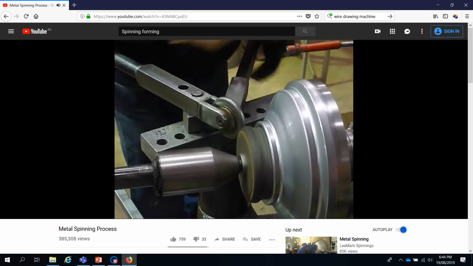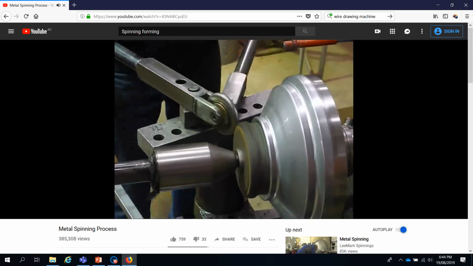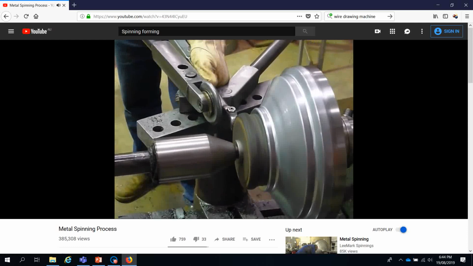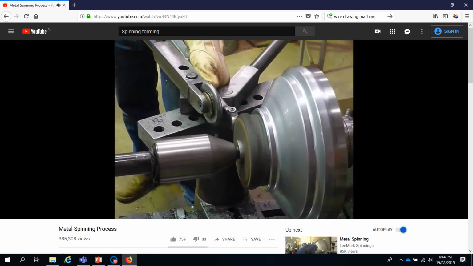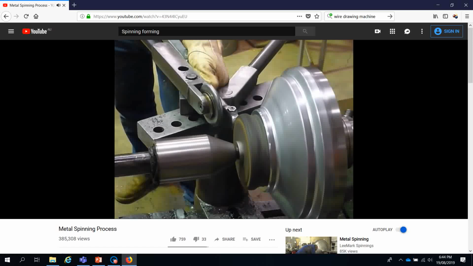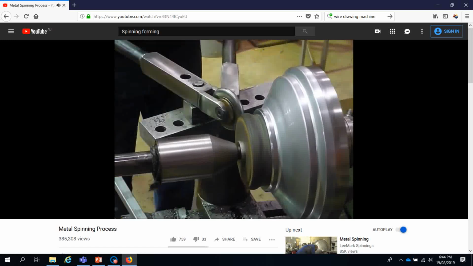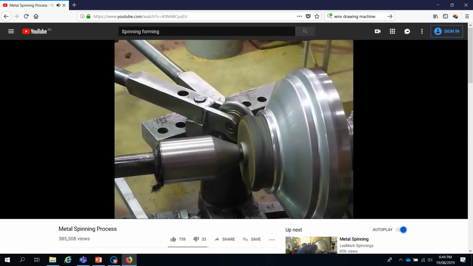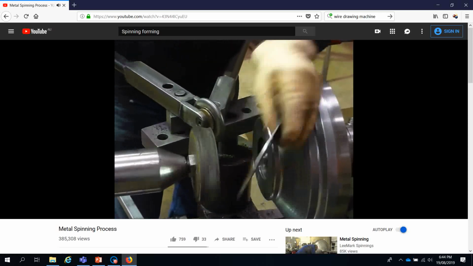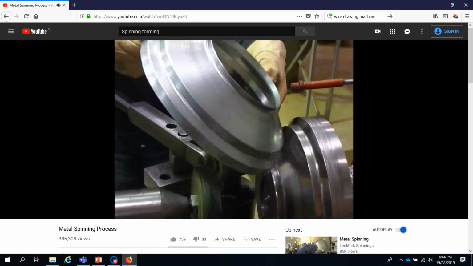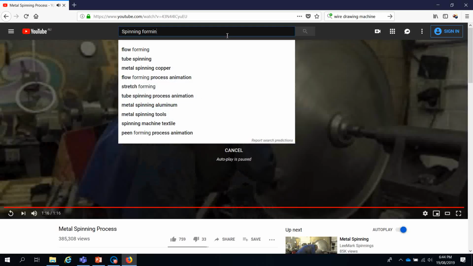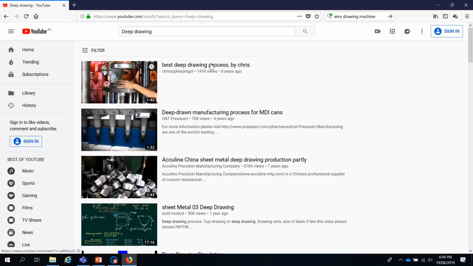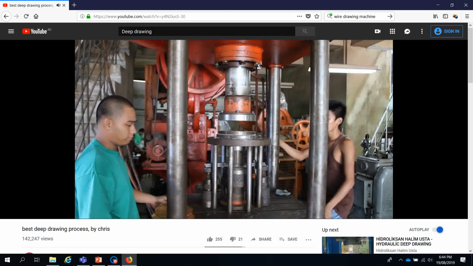Okay, and the deep drawing. So they just made the cup shape using the deep drawing operation.